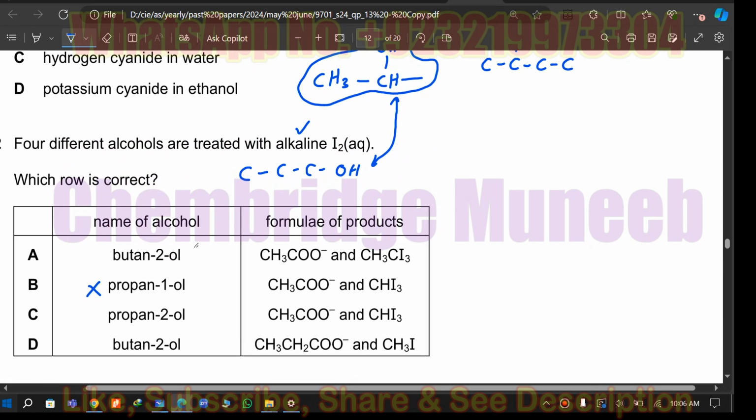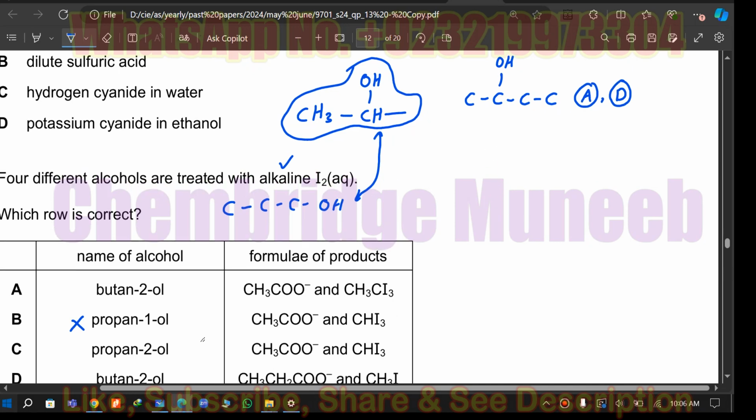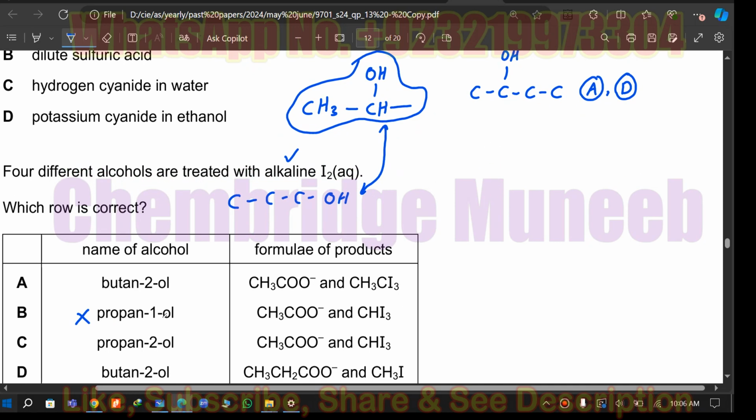Butane 2-ol is given two times, so these are the A and D options. Then we are also provided with propane 2-ol. This was option B, which is to be crossed. Now propane 2-ol is CH3 CHOH CH3. Now this is option C.